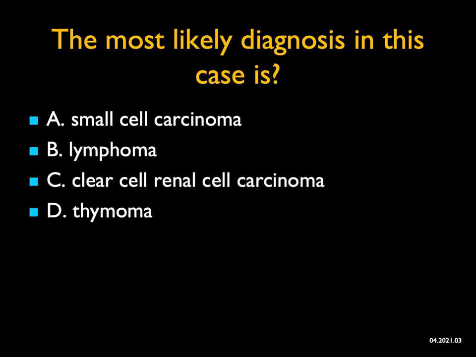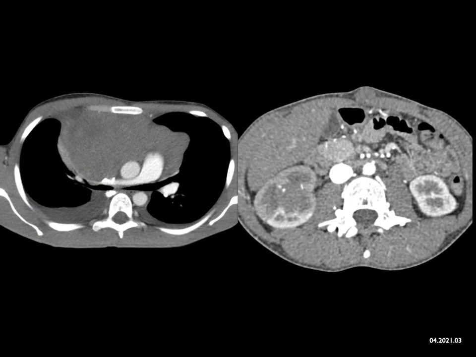The most likely diagnosis in this case, well, what do you have? The first thing you have is a large anterior mediastinal mass. Well, that could be lymphoma. It could be metastasis from, let's say, renal cell. It could be a thymoma. It could be some sort of sarcoma. Those are all good possibilities.